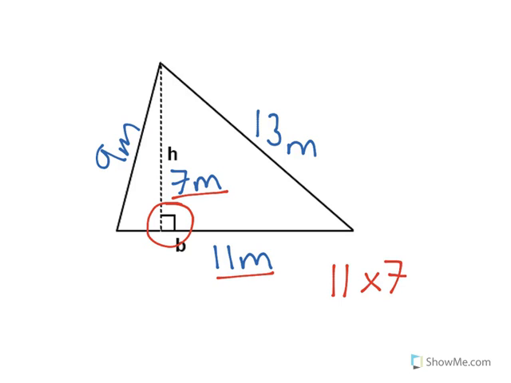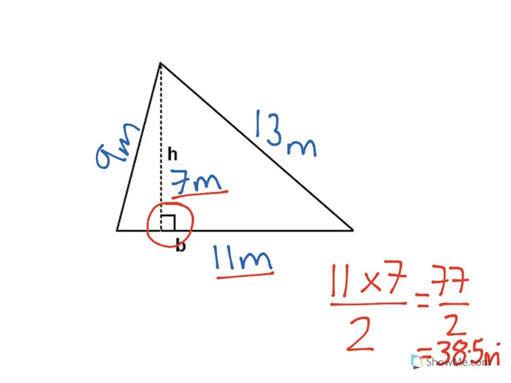Now a triangle is different from a parallelogram and a rectangle. It's only got 3 sides. There is less area, so we halve it. We're looking at half the total rectangle. 11 times 7 is 77, and I couldn't have picked an easier number to halve. That would be 38.5 meters squared. You only halve for triangles.